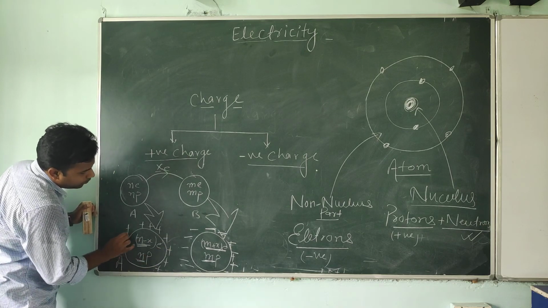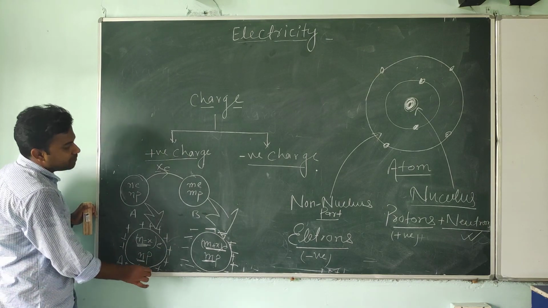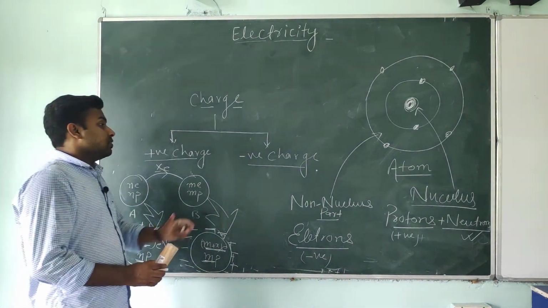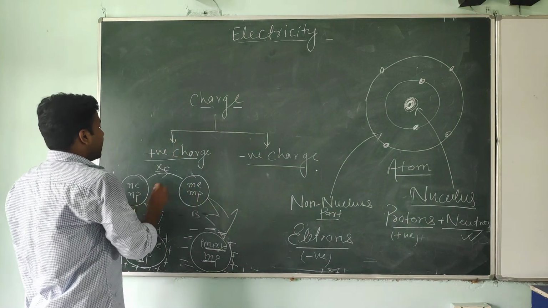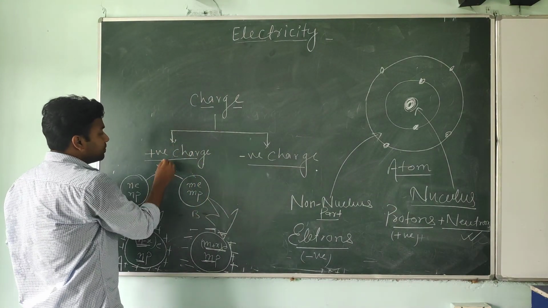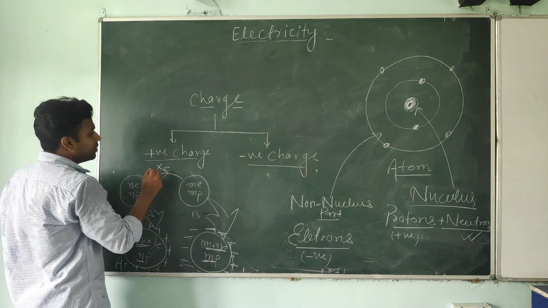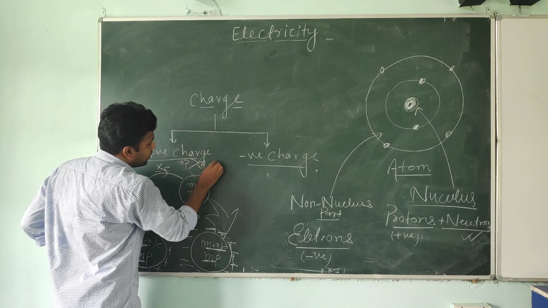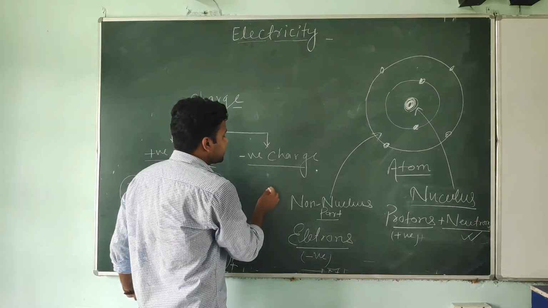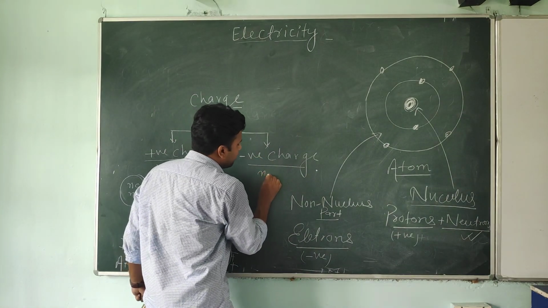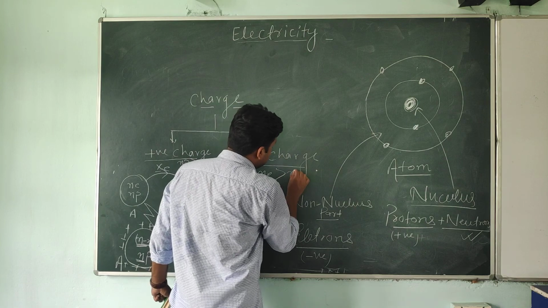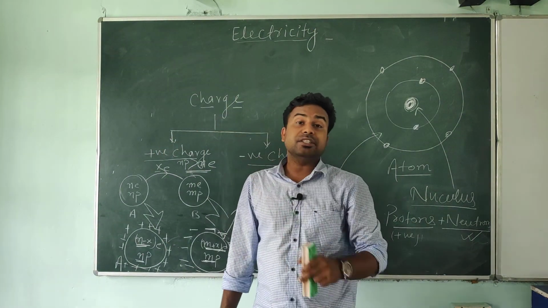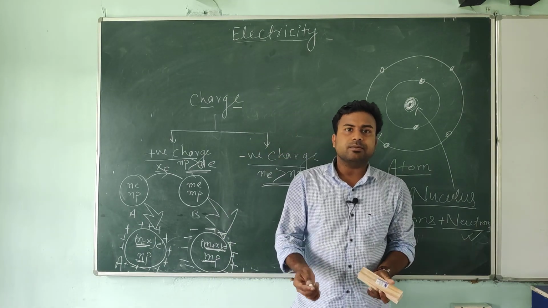So here we have more positively charged particles, and here we have more negatively charged particles. Now you understand? So how can you explain a positively charged particle? It means this particle has more number of protons as compared to electrons, and in this case you will get more number of electrons as compared to protons. So now how will you explain which one is the positively charged particle and which one is the negatively charged particle?